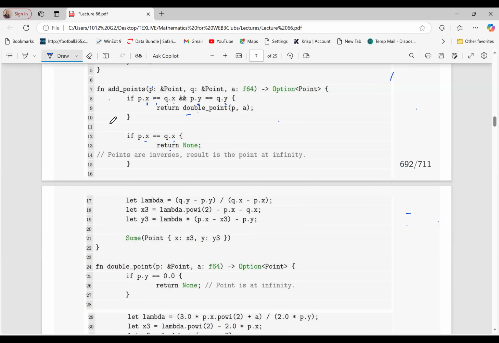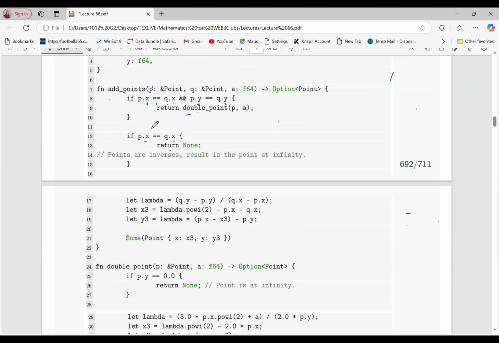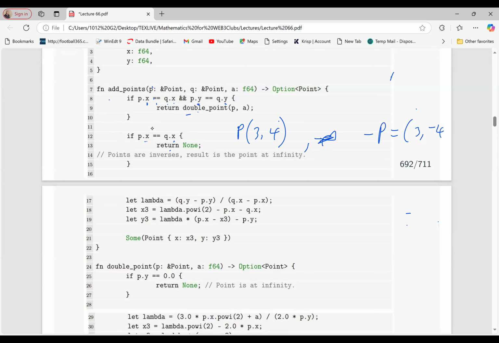Then we have the part for determining the point inverse, and we already talked of that. We already said yesterday, for instance, that if you have a point 3, 4, then the inverse of this point, which we abbreviate as negative p, would be given by 3, negative 4. That's the inverse of that point.